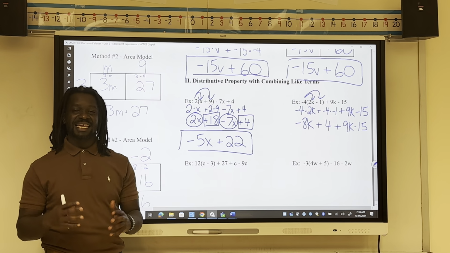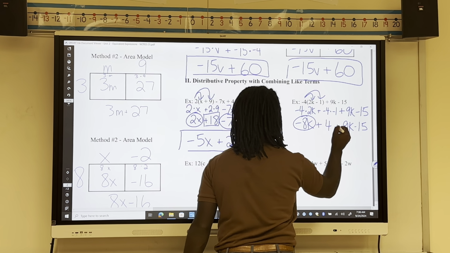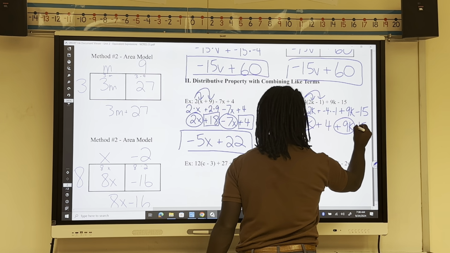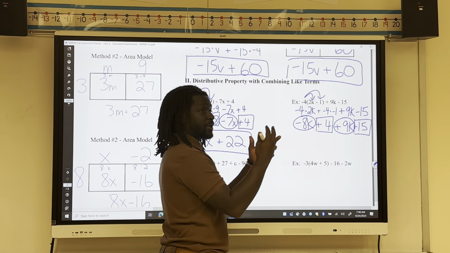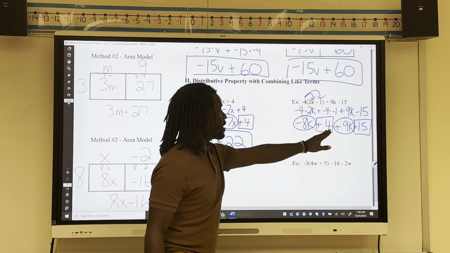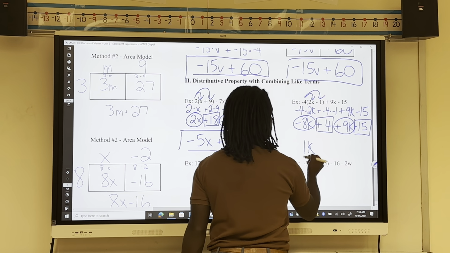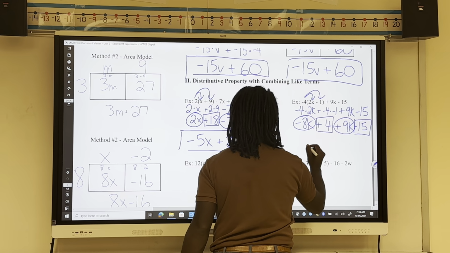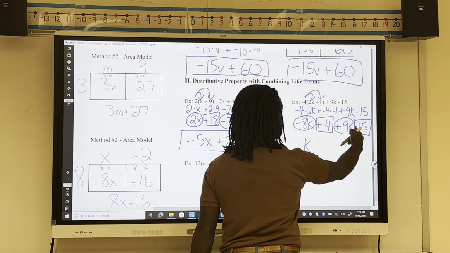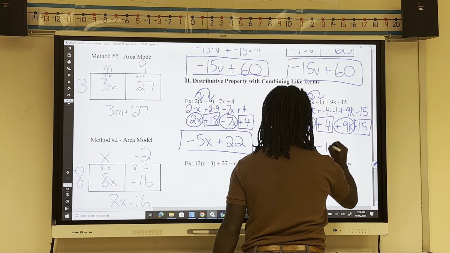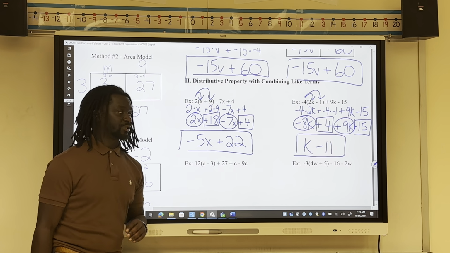And friends, once I get here, I'm going to combine the like terms. So I circle all my variable terms that are the same, and then I box my constant terms, and then I put them together. So -8k plus 9k is just going to give me a +1k, which I really don't have to write that 1, right? So it's just k. And then +4 minus 15 is going to give me a -11. And then that is my answer, all right?